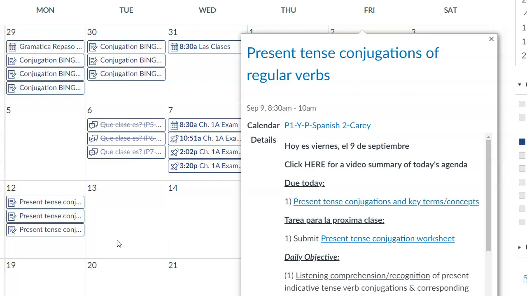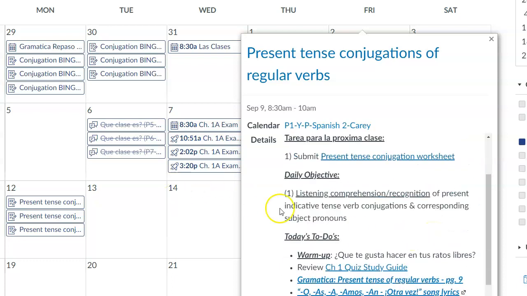Aquí tienen el horario para hoy, viernes el 9 de septiembre. You guys had the present tense conjugations and key terms and concepts handout to submit for today. That is due by the end of today. Here's your only homework, and then your homework for next class is the present tense conjugation worksheet, which we'll go over together here in just a moment.